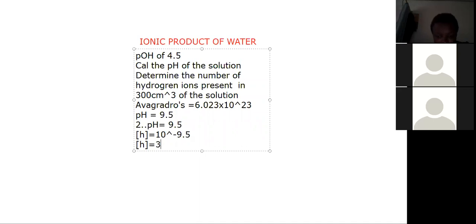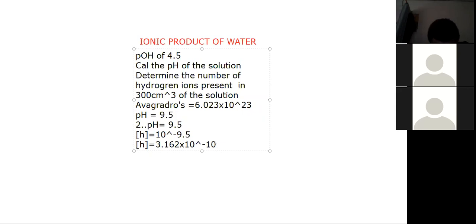3.162 times 10 to the power minus 10. So that's what we are going to get.